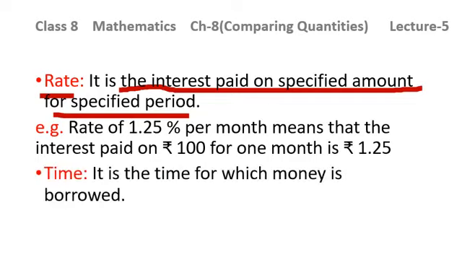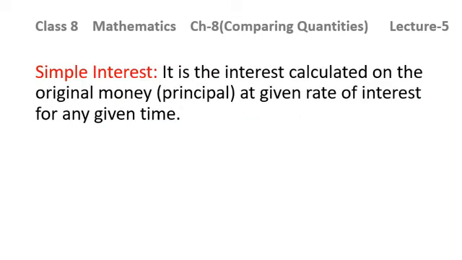Now, time. Obviously, we have discussed it in the previous slide also. It is the time for which the money is being borrowed. Simple as this. So rate is the interest paid on a specified amount for a specified period. Time is for how much duration or time period you are keeping that money, that is the time for which the money is borrowed.